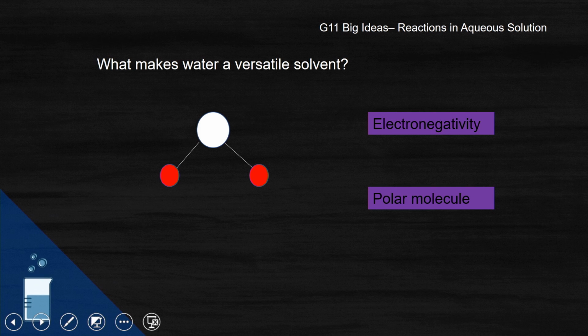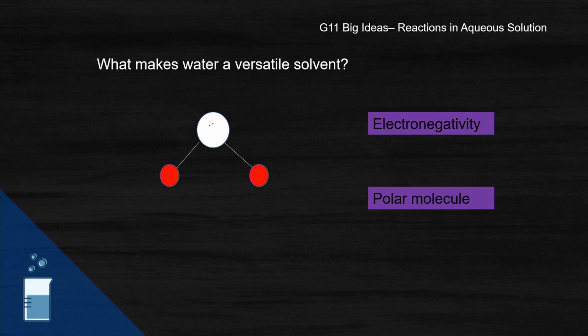So, what makes water such a versatile solvent? A solvent is something that will dissolve a solute. So we have a water molecule here. We have oxygen that is connected to one hydrogen on this side and another hydrogen on that side. Now, atoms have a particular electronegativity. Electronegativity is how strongly an atom will draw the bonded electron pair in a bond.